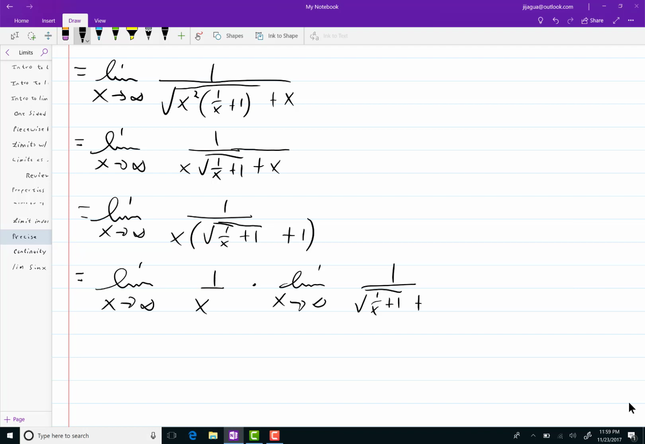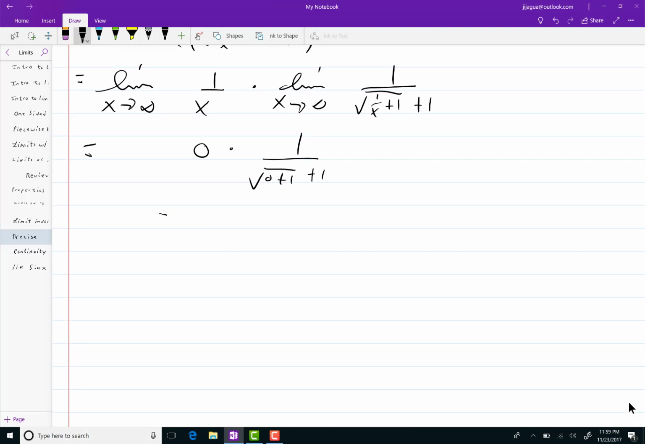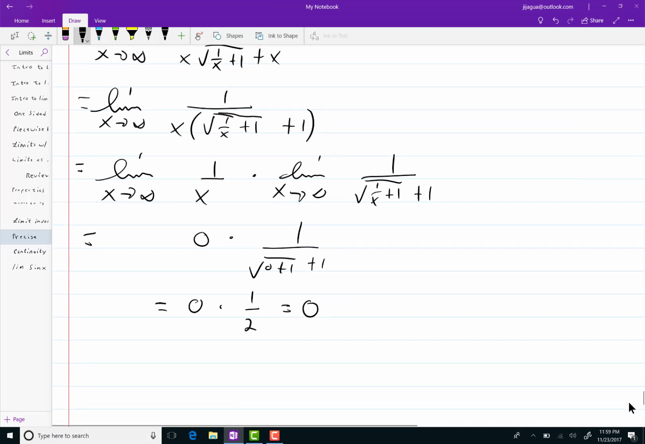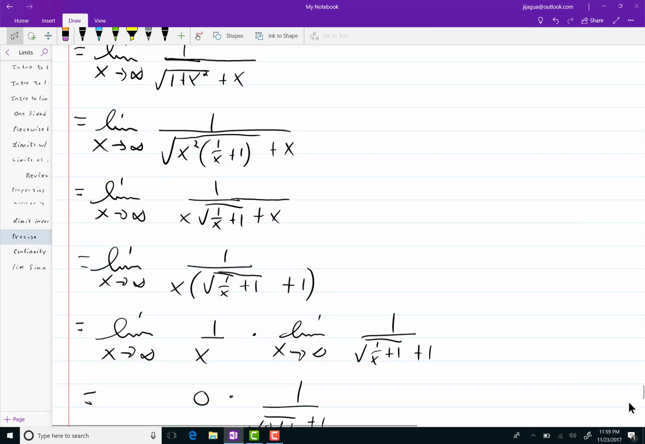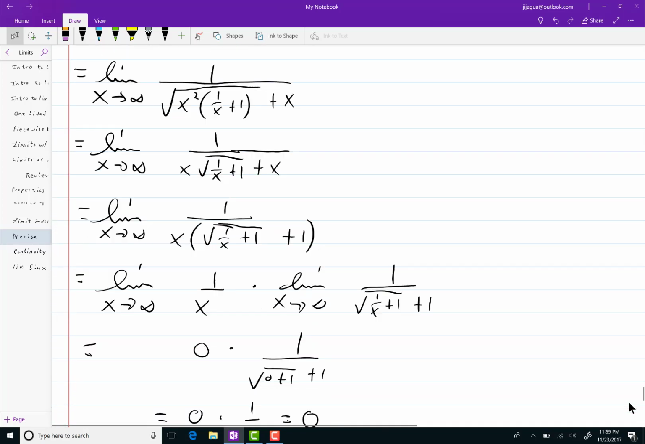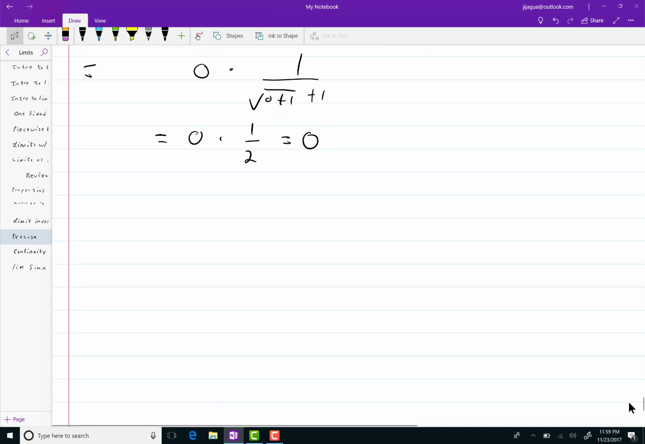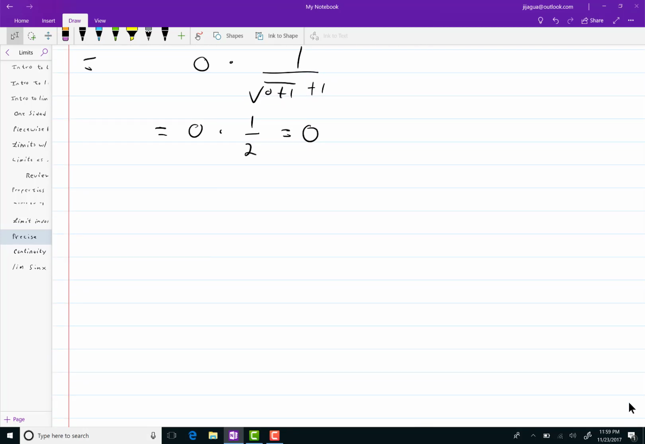All right, so let's throw these in. Well, I already know the limit as x goes to infinity of 1 over x is 0, times this limit over here, which is 1 over the square root of 0 plus 1, which equals 0 times 1/2. So that equals 0. Check that out on your calculator. Graph that thing and see what happens. So that's the trick with those things.